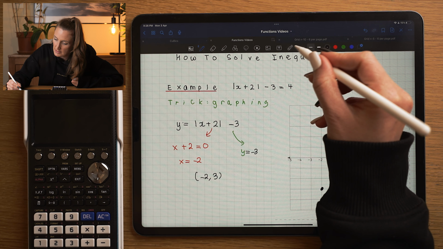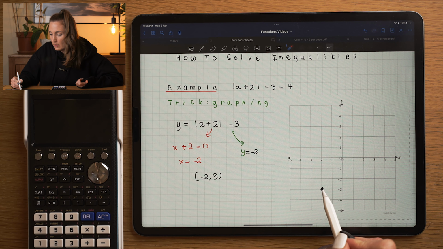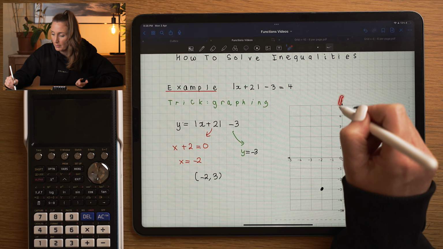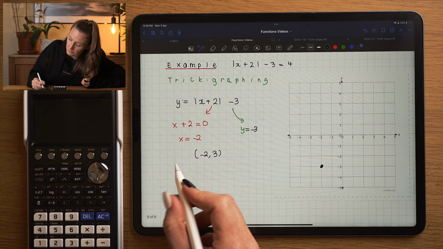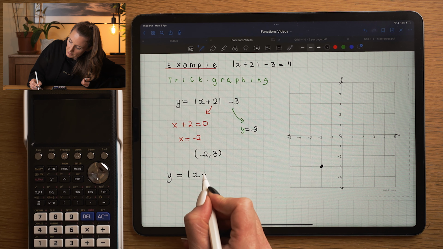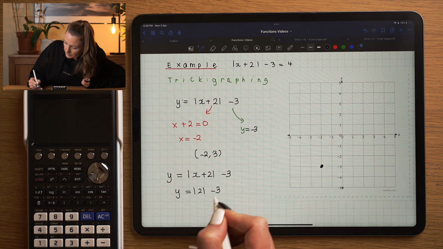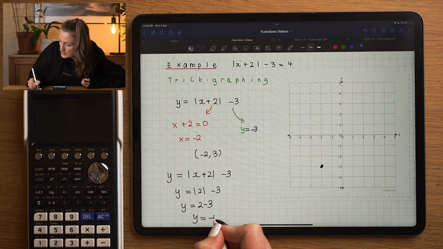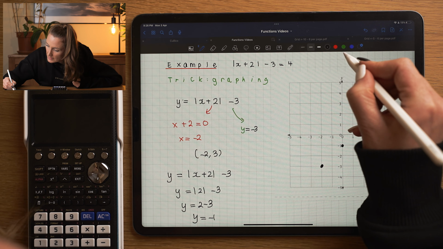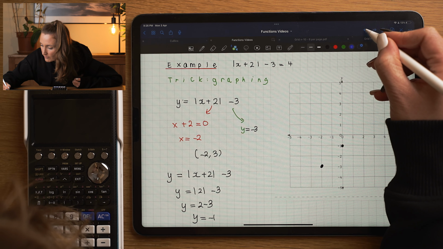Now you can see this is in the same format as a y equals mx plus c graph. It has gradient 1. So you could spiral out using gradient 1, along by 1, up by 1, or what I'm going to do is find the y-intercept. In this case, my y-intercept happens when x is equal to 0. The absolute value of 2 is just 2, so 2 minus 3, so y equals -1. And that's going to give me 2 points, so I can start my V-shaped graph here.